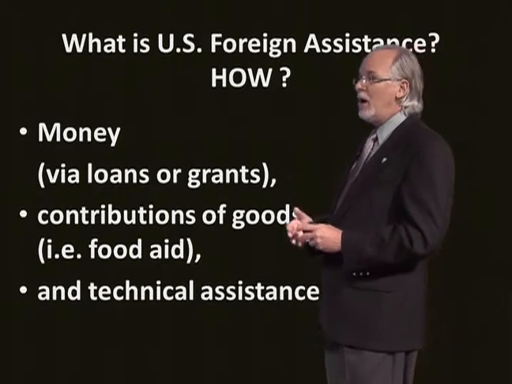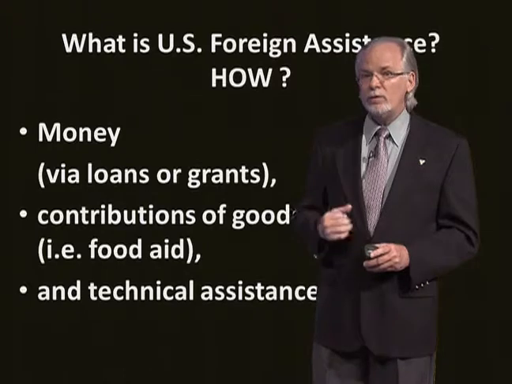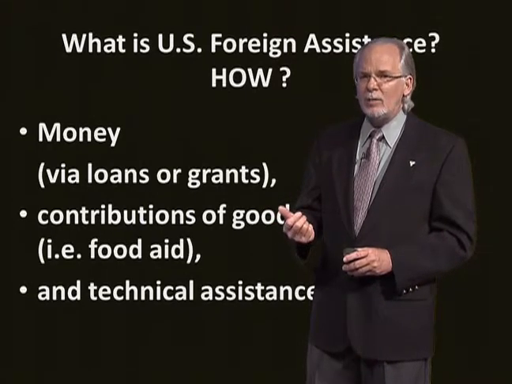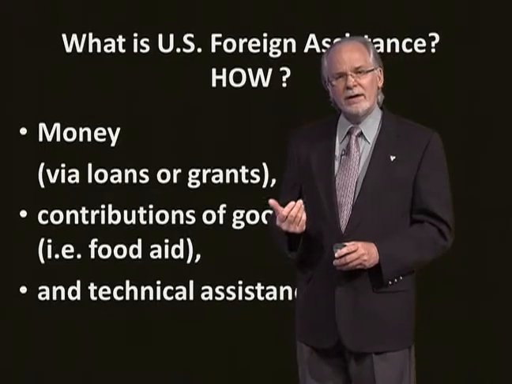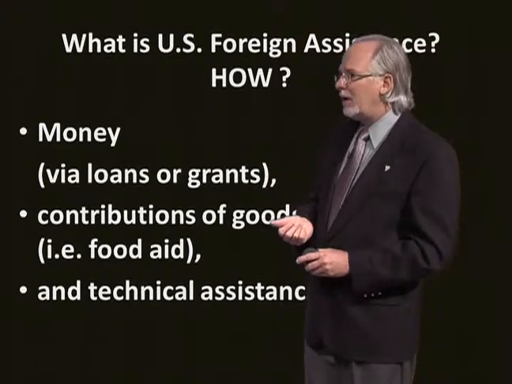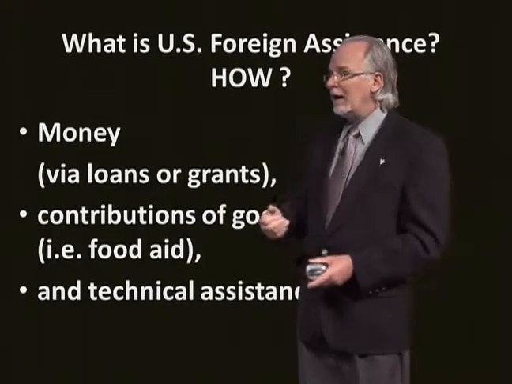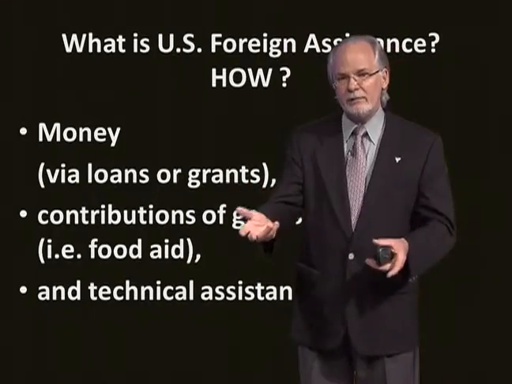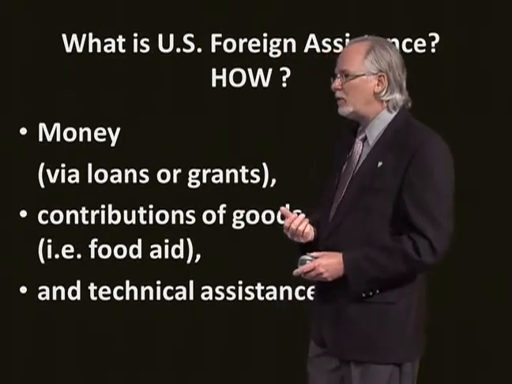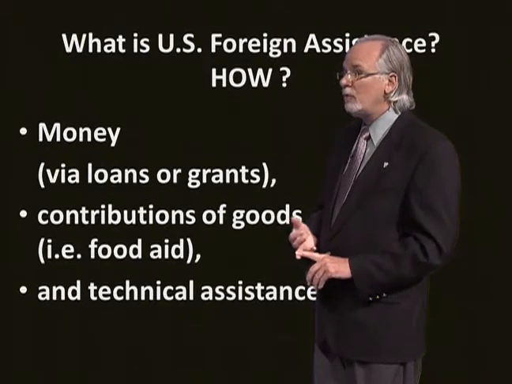How? It's money generally, cold cash, via loans that have to be repaid. In particular, these loans often are what we call concessional loans, in that they are loans that are made at very low interest rates. Oftentimes, the loans are even forgiven, and then they basically convert to a grant. A grant means obviously cash is being given with no interest and no expectation of it being repaid, or it can be a contribution of goods.